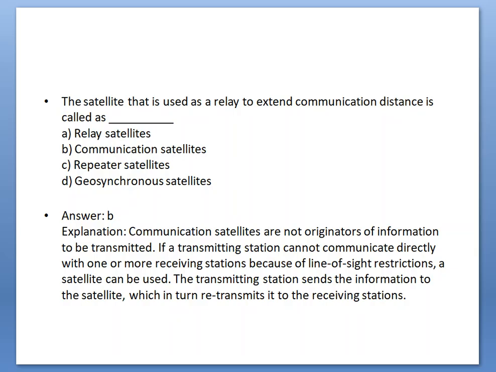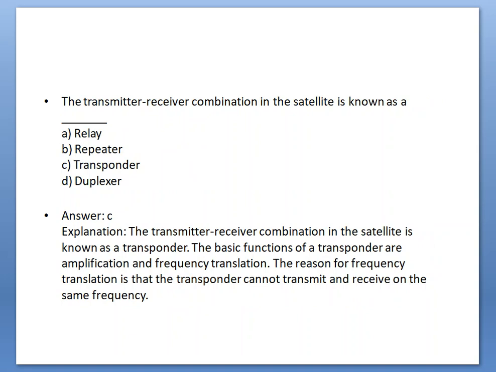Now coming to the next bit, the transmitter receiver combination in a satellite is known as A. Relay, B. Repeater, C. Transponder, and D. Duplexer. In the previous slides we discussed the transponder. So what do we mean by transponder? The transponder is the combination of a transmitter and a receiver. So that's why the answer is C. The transmitter receiver combination in a satellite is known as a transponder.